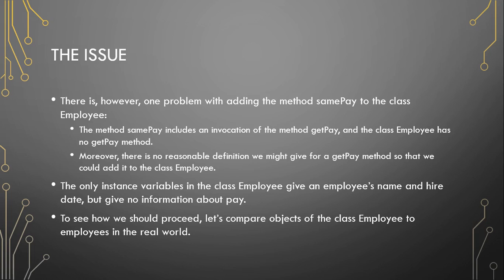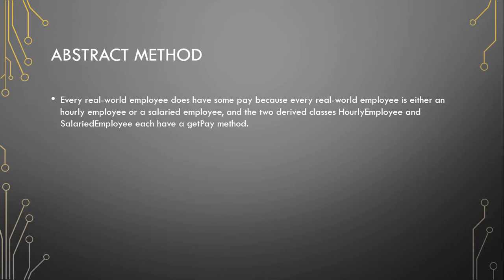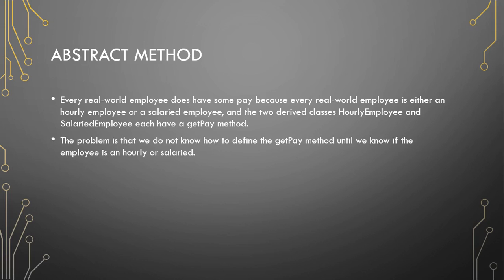So if we really want to see how we should proceed, let's compare objects of the class Employee to employees in the real world. We're going to do this using an abstract approach. Every real world employee does have some kind of pay, because every real world employee is typically either an hourly employee or a salaried employee. And the two derived classes, HourlyEmployee and SalariedEmployee, each have a getPay method. The problem is that we do not know how to define the getPay method until we know if the employee is either hourly or salaried. Because obviously if you're hourly, it's going to be a very different pay schedule than if you're a salaried employee.